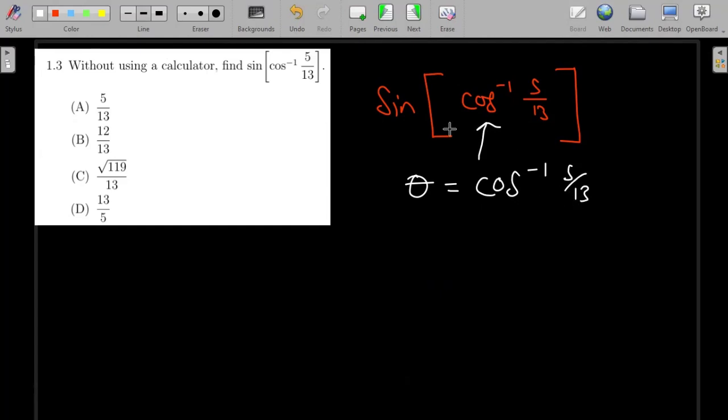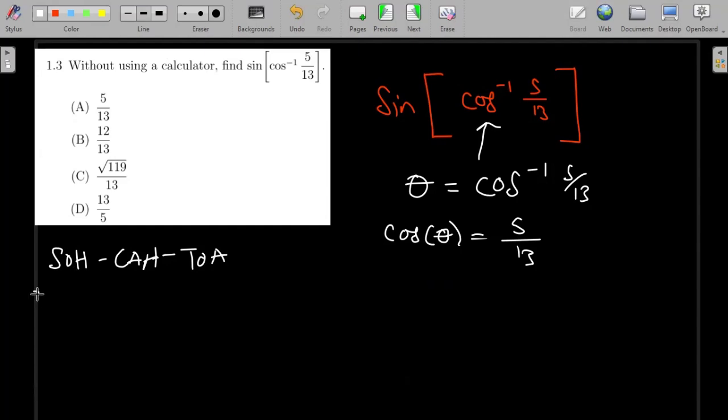From here, I'm going to apply cos to the left and the right side. If I apply cos to this one, I get cos theta is equal to, and if I apply cos here, it cancels with the inverse, so I just remain with 5 over 13. Now, remember your SOHCAHTOA.